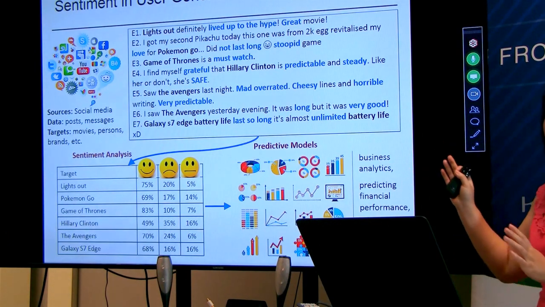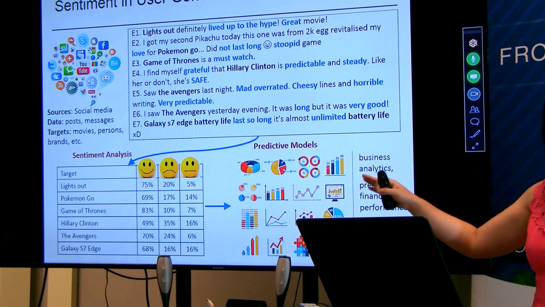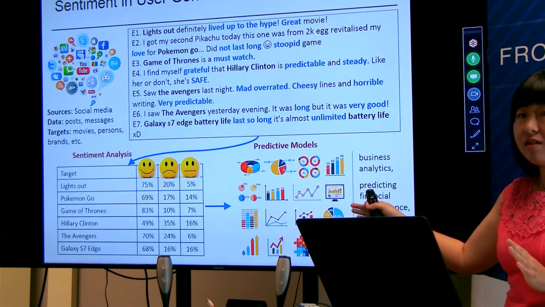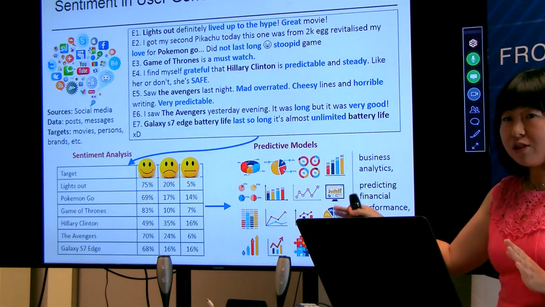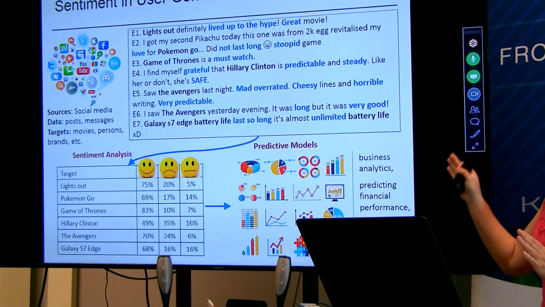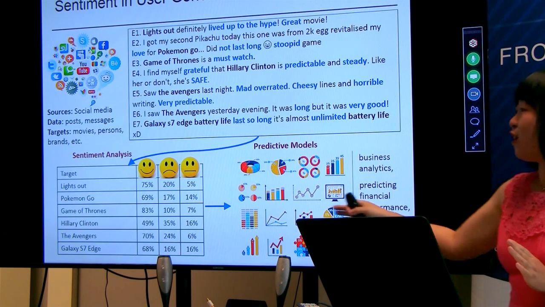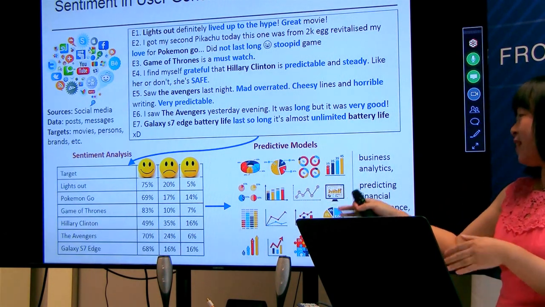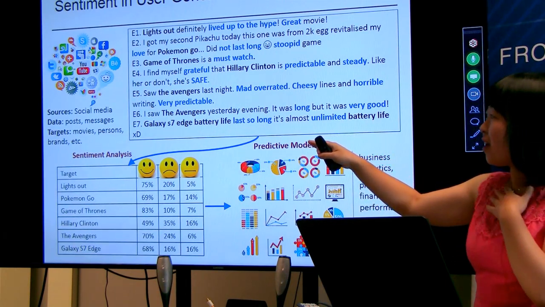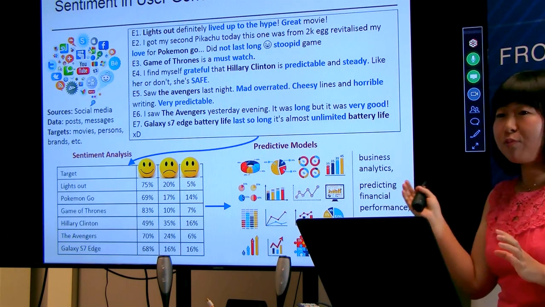From this kind of content, we can do some synthesis and identify, for all these different target entities, the percentage of positive, negative, or neutral opinions regarding each of them. And based on the results of synthesis, we can build predictive models for business analytics, predicting financial performance, or predicting election results. Like we have the opinions about candidates like Hillary Clinton, and then we use that to predict election results. Or we have opinions about something like the Galaxy S7 Edge, so we can use this kind of opinion to predict the stock market or the financial performance of a company.